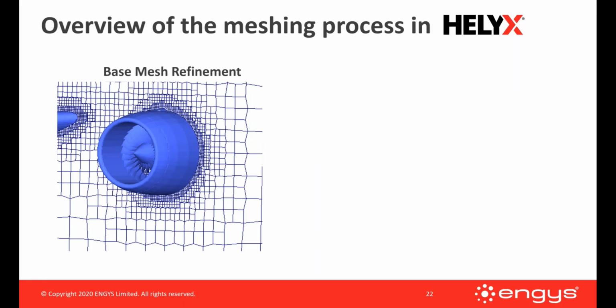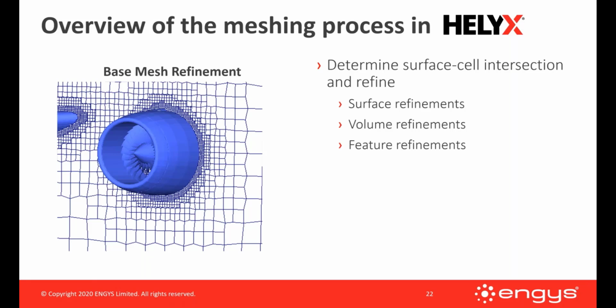Next, we need to do base mesh refinement. So we need to go through and use the triangulated surface, and we need to actually perform refinements of this background mesh in order to capture this near wall physics. Okay, so we need to go through and determine the surface cell intersections, and then we refine. This refinement is based on the user specified numbers. We can do several types of refinements, which I've already referred to: surface refinements, volume refinements, and feature refinements. I'll talk about those controls when I do a demonstration.